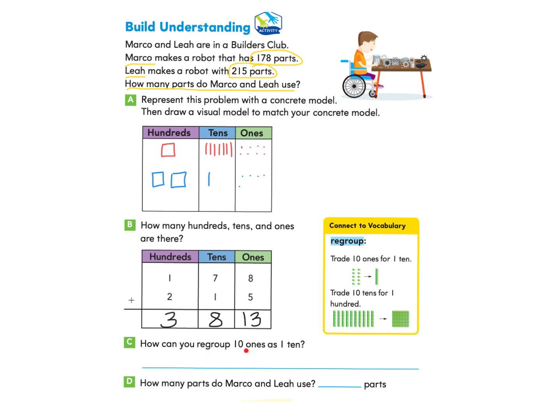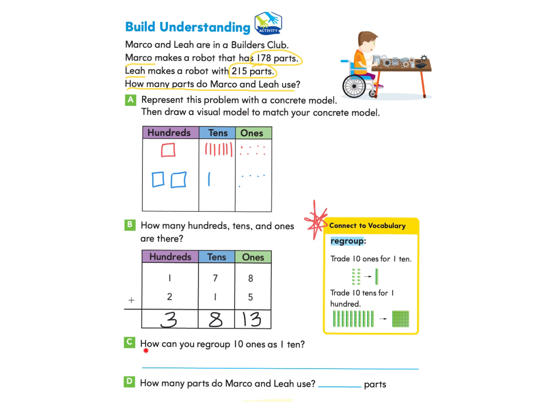How can you regroup 10 ones as 1 ten? Let's take a look at our connect vocabulary. Regroup. Trade 10 ones for 1 ten. This means we can take 10 ones and turn it into 1 stick of 10 and put it in the tens column. We can trade 10 tens for 100. This means we can have 10 sticks of 10 and we can put them together to make 100 and put a 1 in the hundreds column.